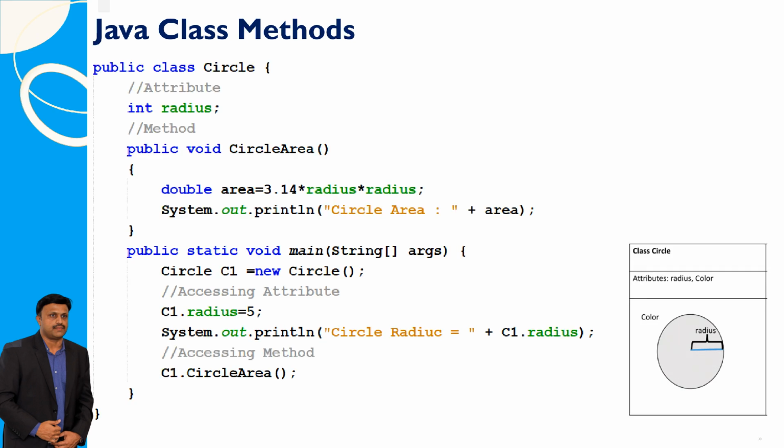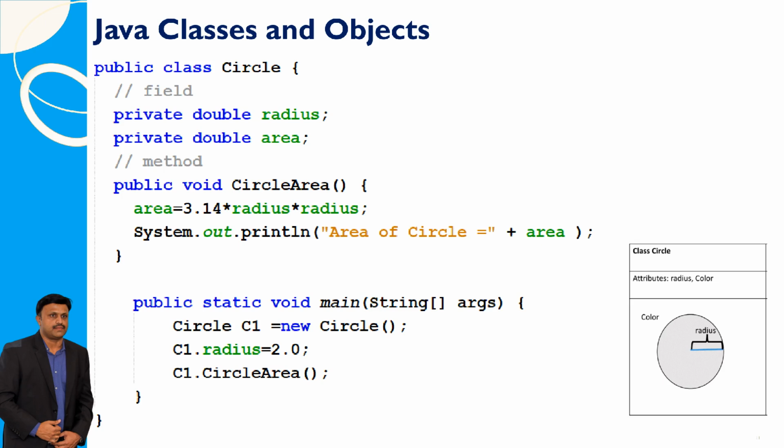In Java, methods define actions within a class. For example, the circle class has a circle area method that calculates and prints the area of the circle using the radius attribute. An instance of circle is created in the main method, and the circle area method is called to display the area. In the given Java class circle, the circle area method calculates and prints the area of the circle based on its radius.